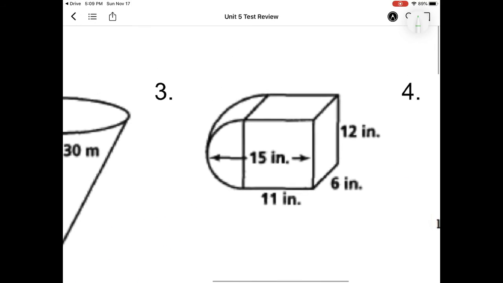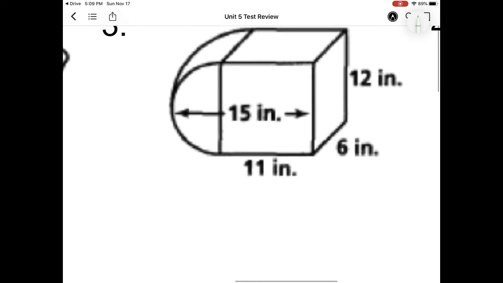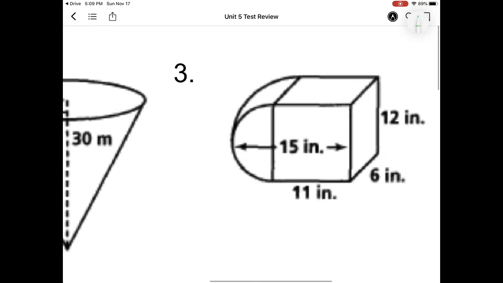Number 3 is a little bit more complicated. You've got to deal with multiple shapes, and you're going to find volumes of each and then add them together. So the first thing you want to look at is the half cylinder that you have right here. Your half cylinder is right here.